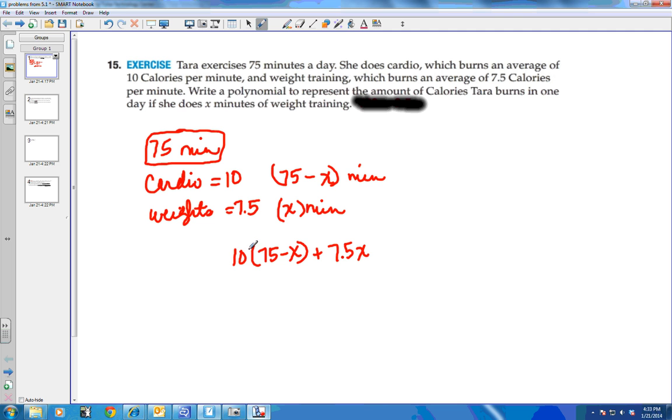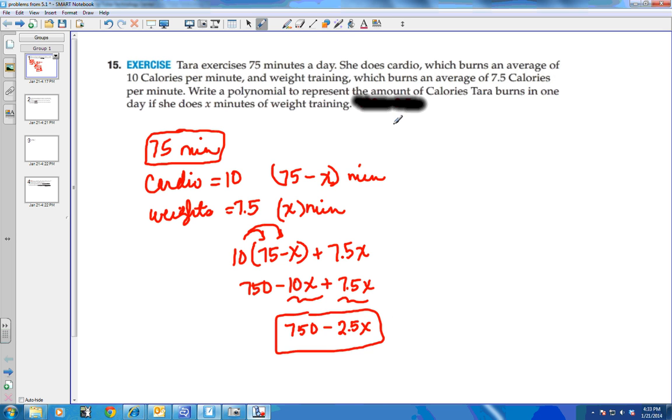So now we're just going to simplify. Distribute my 10, and I get 750 minus 10x plus 7.5x. I need to combine my like terms. My like terms are my x's. So it's 750 minus 2.5x. And that's my answer. I blacked this out because that was showing the answer and I wanted to work it first. So there we go.